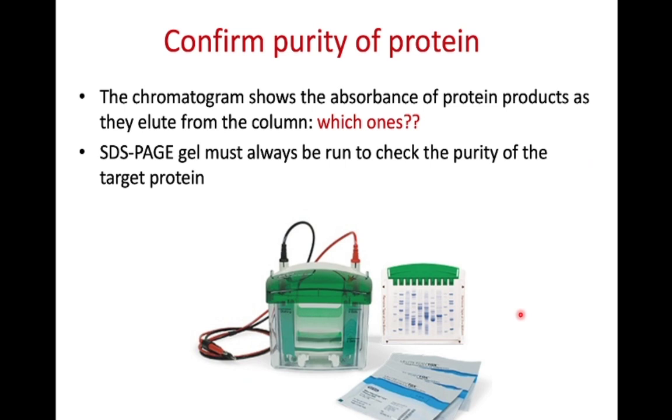So that concludes the purification, but we need to consider how we confirm the purity of a protein. The chromatogram shows us the absorbance of the protein products as they're eluted from the column, but which ones? We need to verify what proteins we're looking at. And so we use SDS-PAGE to check for the purity of the protein, so we can see if there are any other proteins in our population.